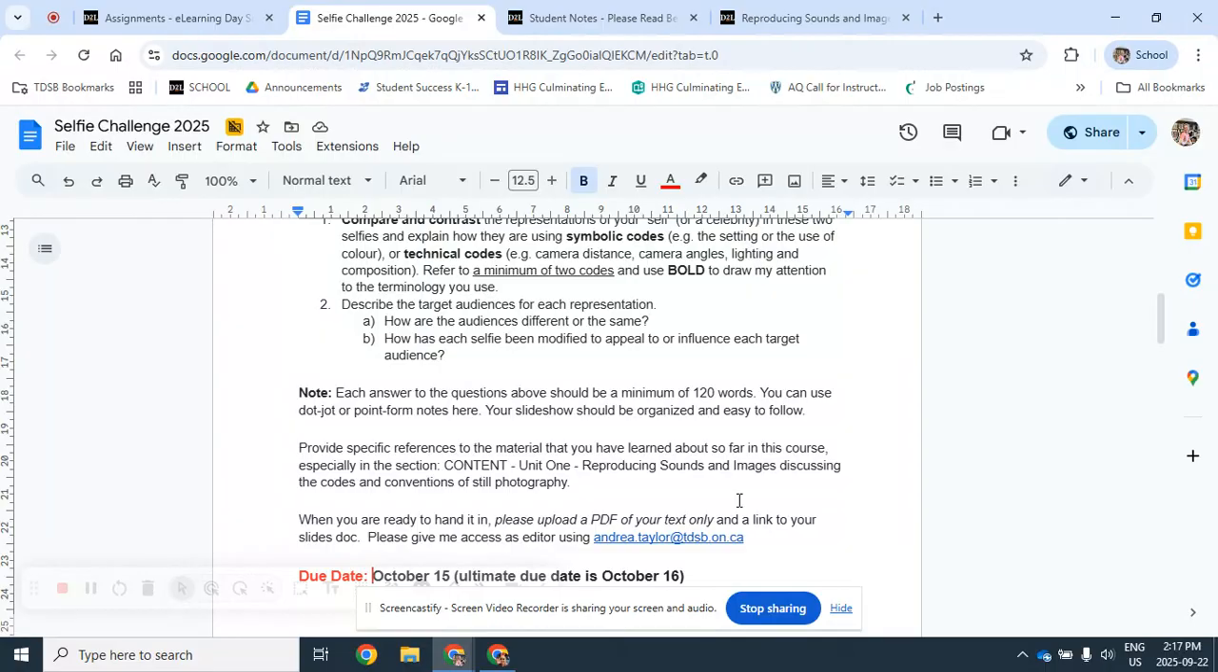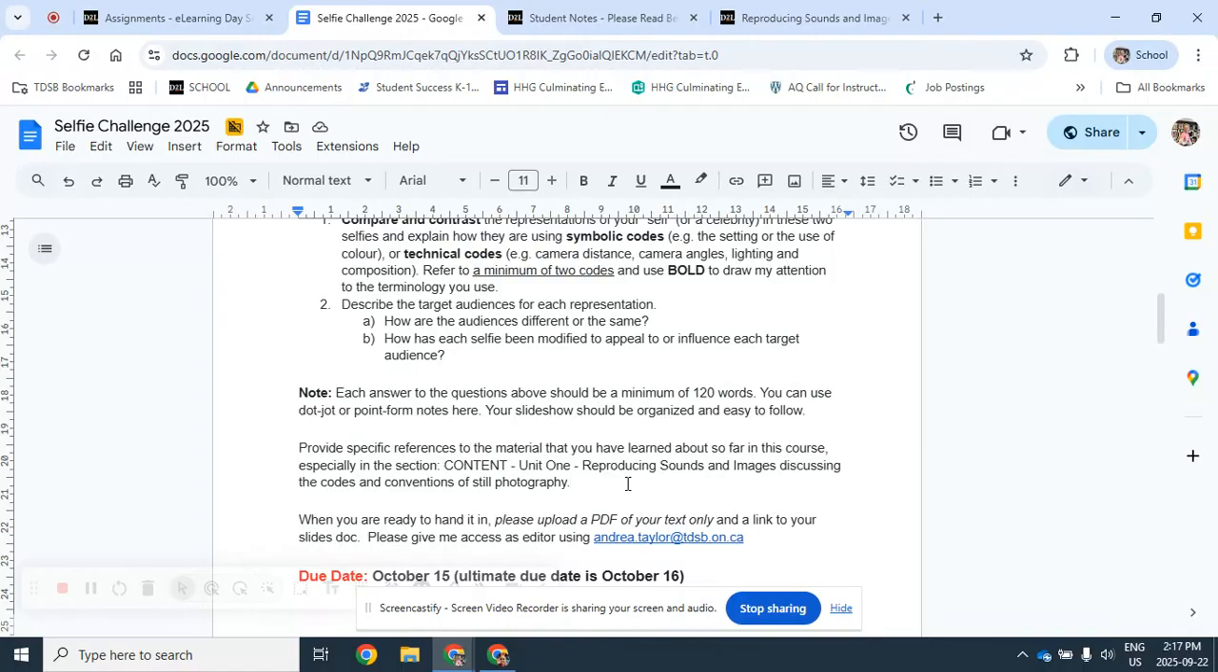Actually, I'm going to change that. You can use point form notes here. It does not have to be full sentences or full paragraphs. Point form is okay, or you can use sentences if you prefer. Your slideshow must be easy to follow and be very organized. You are going to provide specific references to the material that you have learned about so far in this course.